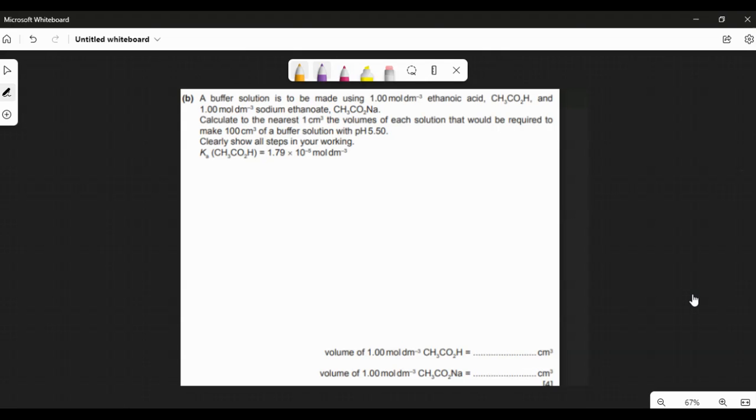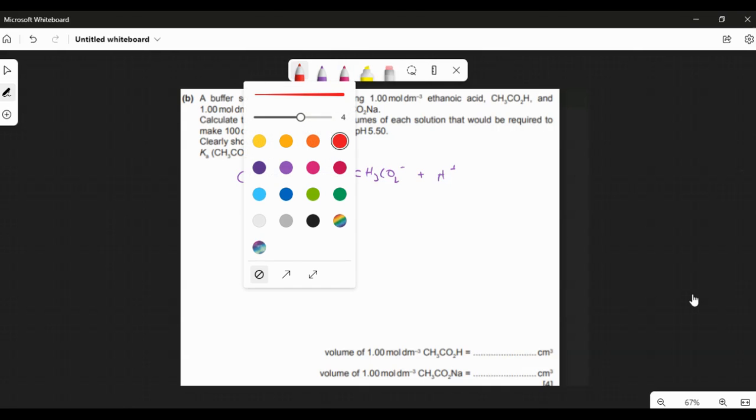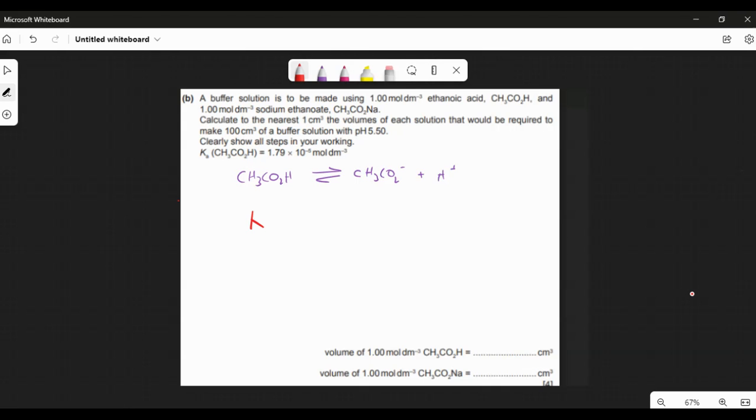So the way I like to start these things is, first of all, getting a pen that works. First of all, I'm going to write down the equation for the dissociation of ethanoic acid, which dissociates into the ethanoate ion plus the hydrogen ion. Doing that is important, to me anyway. Now I'm going to get a different color pen, and using this equation, I'm going to say the Ka is equal to the concentration of the base form, or the salt form, times the hydrogen ion concentration, all divided by the concentration of the molecular acid.